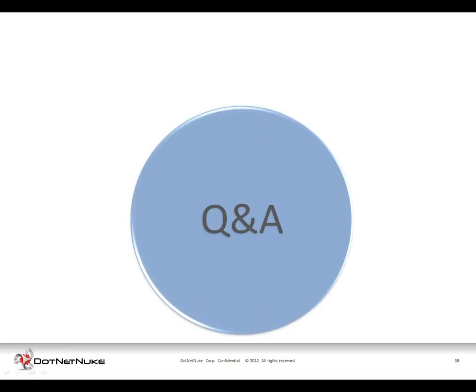Another question here says, is there a limit to the number of modules and panes you can add? As far as I know, there's no upper limit. I'm sure there's an upper limit somewhere out there, but it's probably far greater than anyone would ever need. You can essentially have as many panes on a skin and as many modules within those panes as you wish.